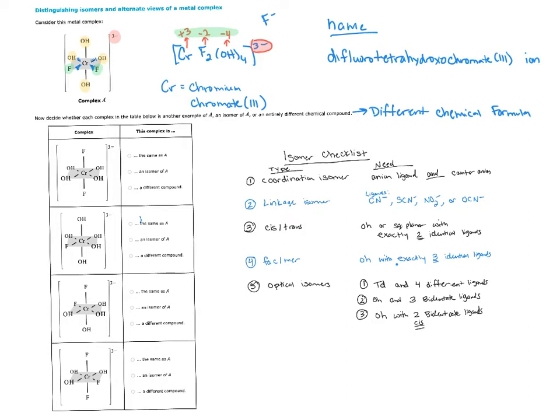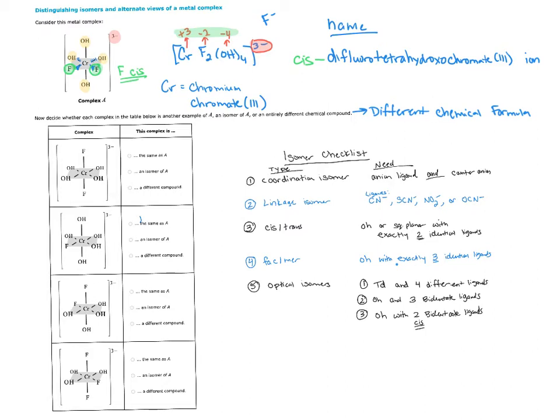So let's go ahead and look at this. One thing to keep in mind, talking about isomers, I can see that my two fluoros, they're in the cis position because they're at 90 degrees from each other. So we could add that to the front. Cis-difluorotetrahydroxochromate 3 ion.